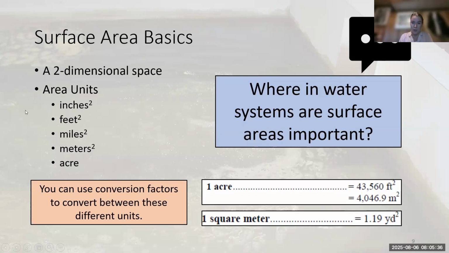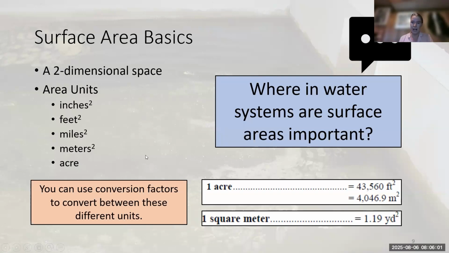You might see inches squared, and that's what that little 2 up above the inches means. It just means squared, you could say. It means inches times inches. And we'll go over a little bit why that is as we dive into surface area. You might be looking at feet squared, miles squared, meters squared. Also, acres is another way to measure flat two-dimensional space.